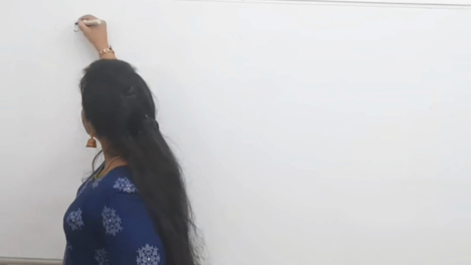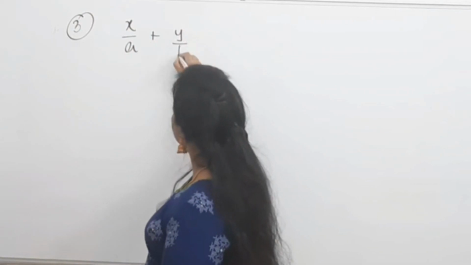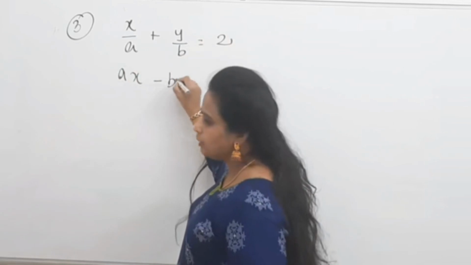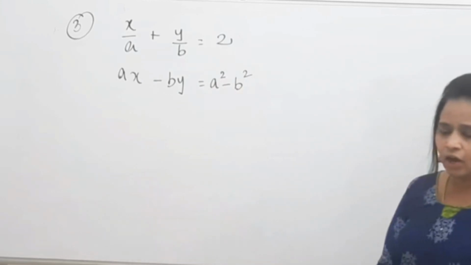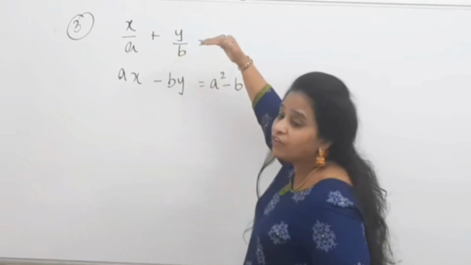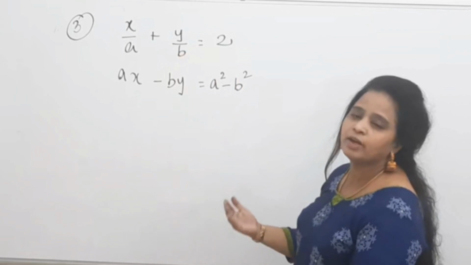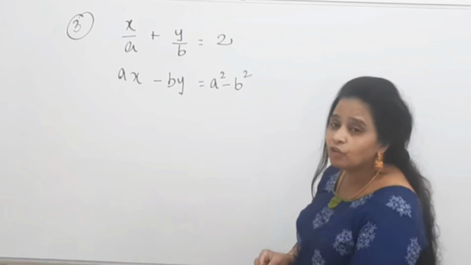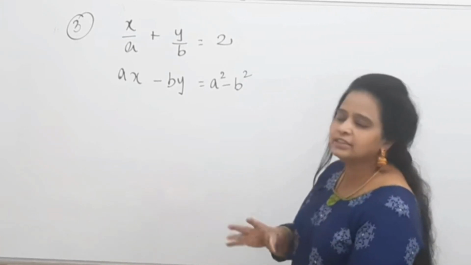Now the third equations are given. The third equation, x by a plus y by b is equal to 2 and ax minus by is equal to a square minus b square. Now children, you must understand that this is in the form of fraction. But you know the standard form of a linear equation is ax plus by plus c is equal to 0. That means it is always good to have the integer as a coefficient instead of a fraction. So how do we do it? Just by taking the LCM.